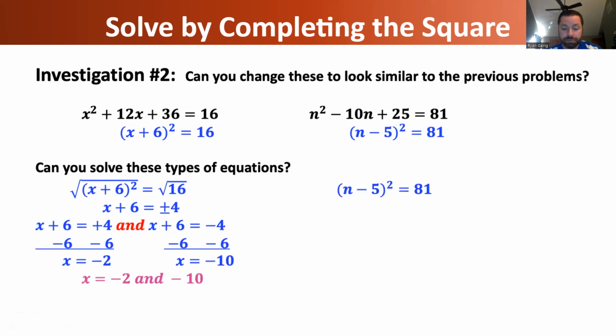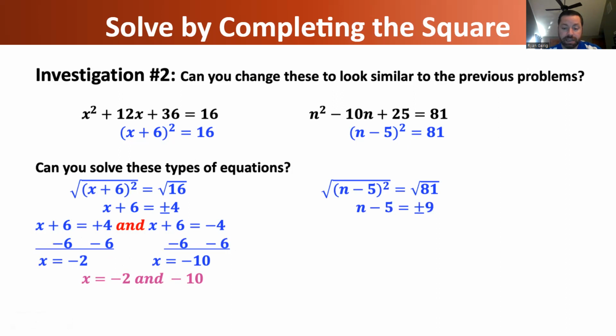How about the next one? We can take the square root of both sides. The square root and squared cancel. I'm left with n minus 5 equals plus or minus 9. I want to make my two equations.